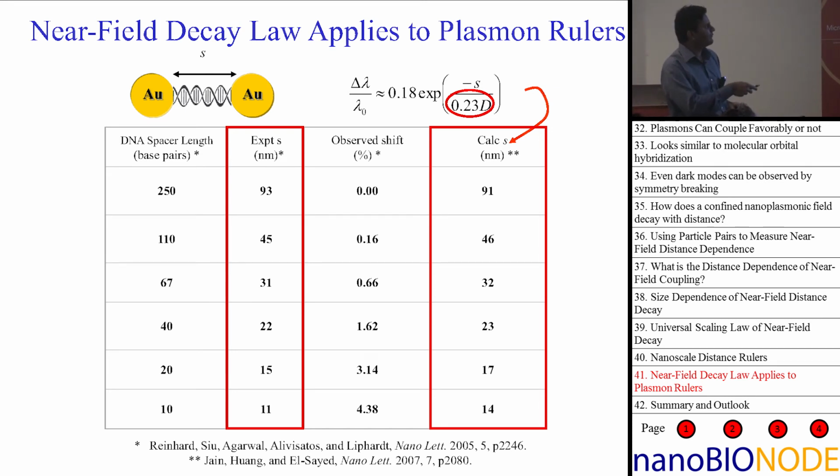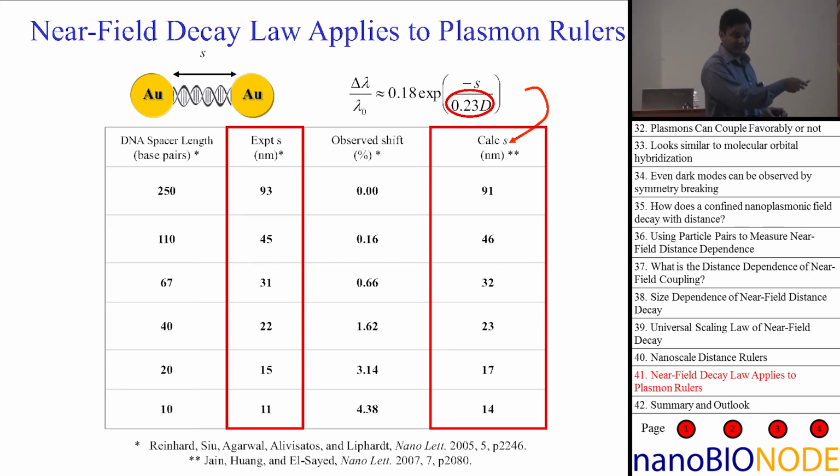So these are several different samples with different DNA spacer lengths. And that is the experimental separation between the two particles, right? A lot of you know how long a DNA base pair is. By knowing how many base pairs, you can get the experimental separation. That's that right there.